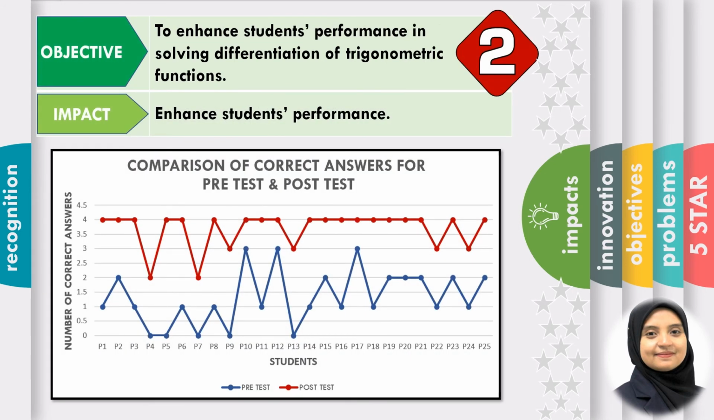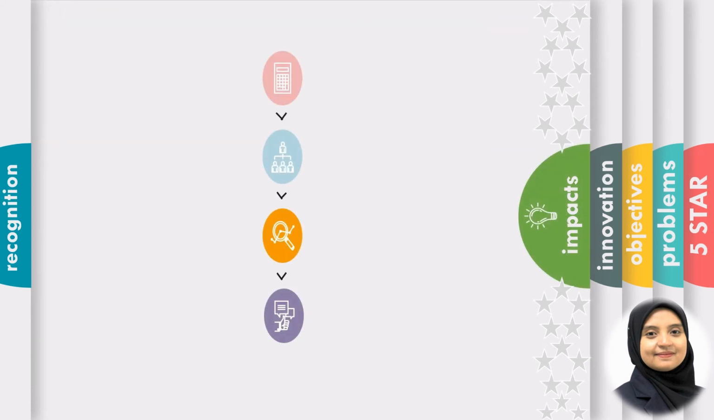Let's move on to the second impact on students, which is improved students' performance. From the graph, the blue line indicates the result of the pre-test of each student, and the red line is the result of the post-test. All the students show positive improvement, which means the objective to enhance student performance in solving differentiation questions involving trigonometric functions is achieved. Next, we go to the impact on society.